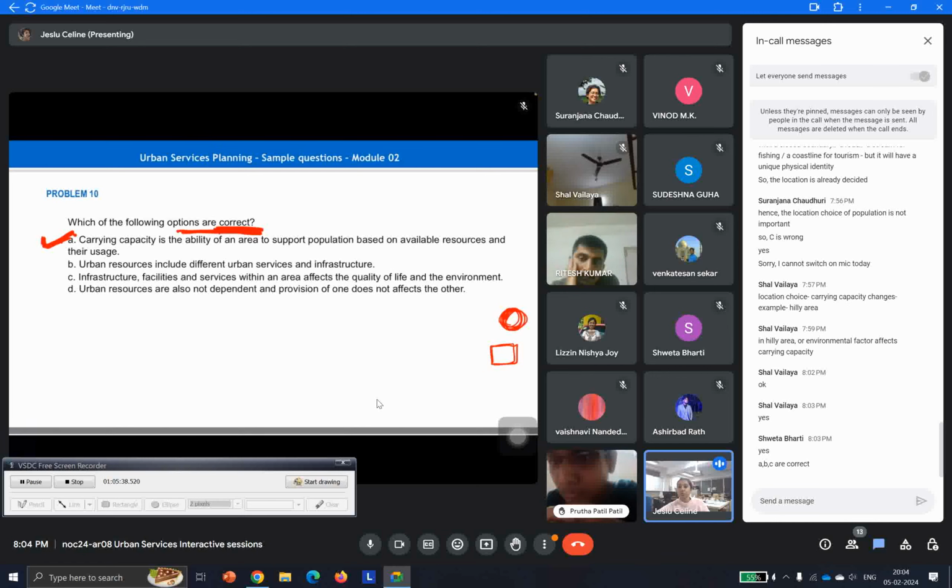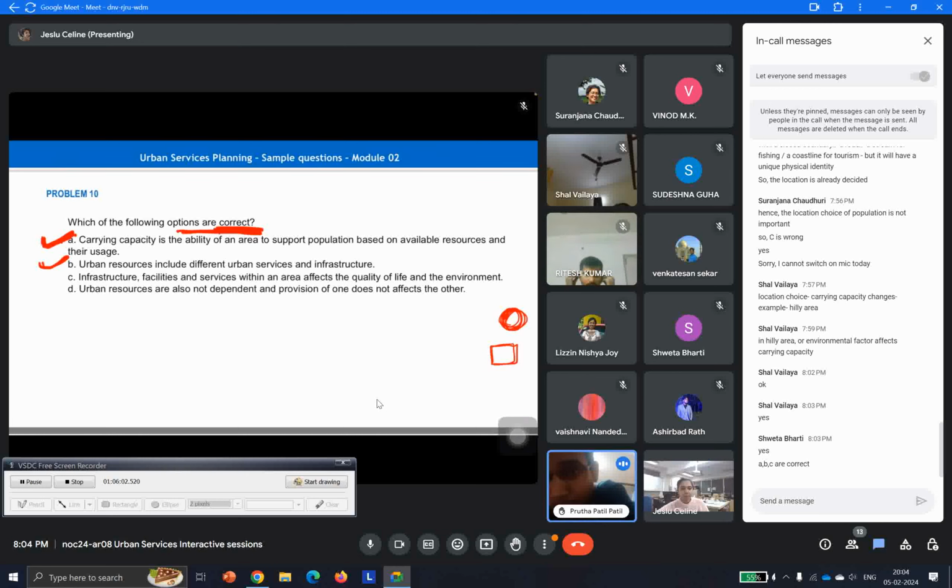B, urban resources include different urban services and infrastructure. Is that a correct answer? Yes, somebody has already answered A, B, C are correct, so I'll go with that. Yes, B is correct. If anybody has a difference in opinion, you can stop me and say that it's not correct. Now, C, infrastructure, facilities, and services within an area affects the quality of life and the environment. Is that correct? Yes, that's also correct.